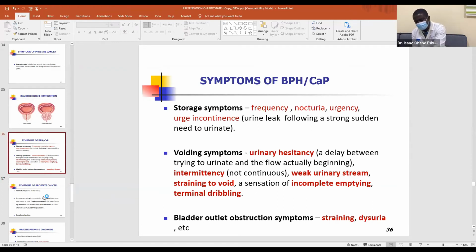Now the last bit is the bladder outlet obstruction symptoms. And basically straining, and for bladder, there's a crossover for the straining. So we've talked about straining already. Then there is pain. That's bladder outlet obstruction symptoms. That's when you look at dysuria. Dysuria simply means pain when you are passing urine.